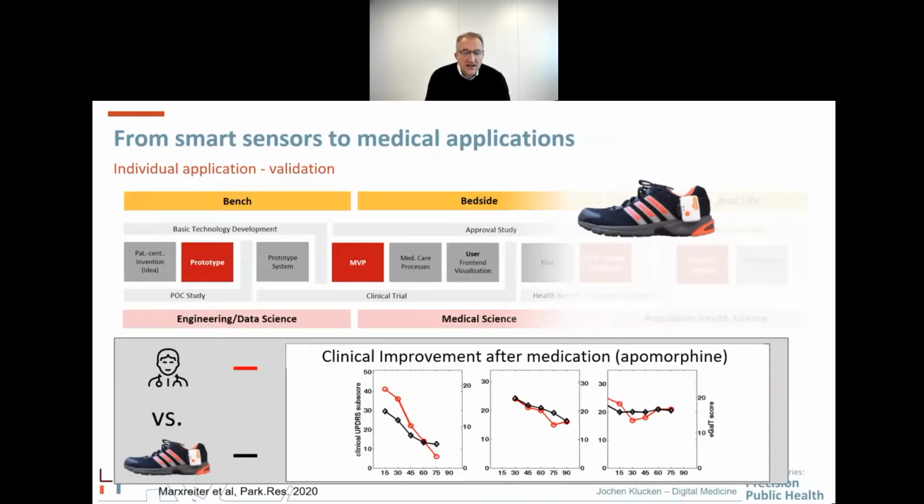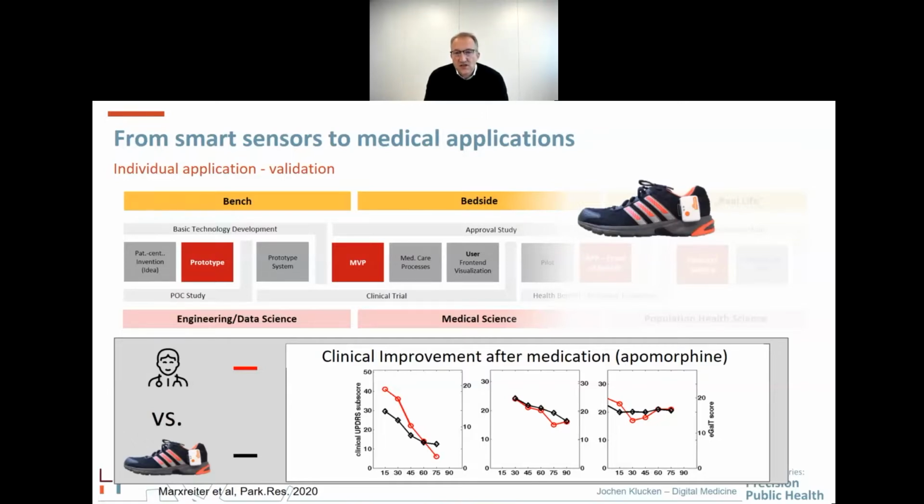You see here exemplary three patients where the gait sensor, the black line, is measured, and at the same time the clinical evaluation of a doctor after a dopamine shot, so a treatment. Usually you expect within the next 15 to 45 minutes a response in a patient, and you see the first patient responds very nicely. So the score goes down from the doctor's point of view and the sensor's point of view, whereas in the other two patients that is not as ideal.